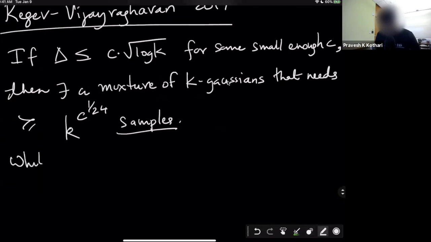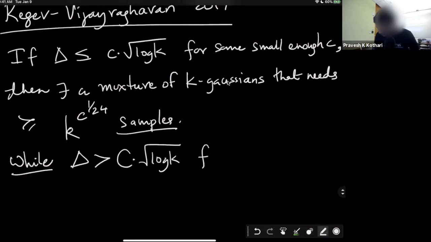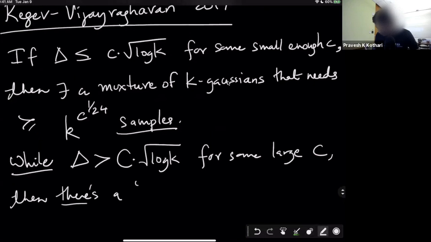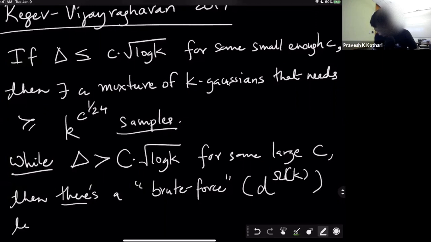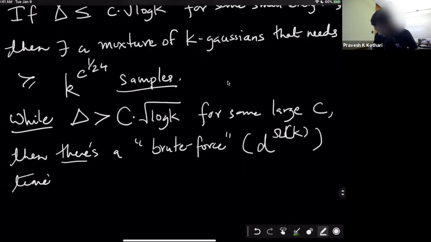In fact, they also proved the converse in a certain sense. They proved that when delta is bigger than some capital C root log k, for some large enough constant, then there is a brute force algorithm. This was not an efficient algorithm. It runs in time, I don't actually know if they even proved this, but it certainly takes d to the omega k time, an algorithm that solves the problem.